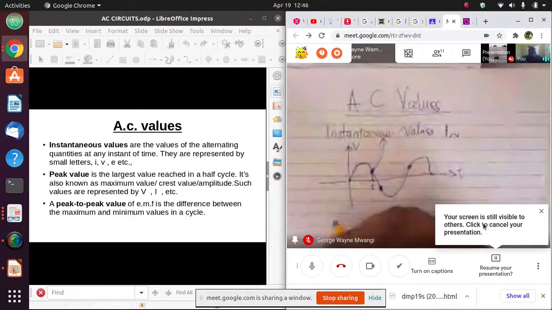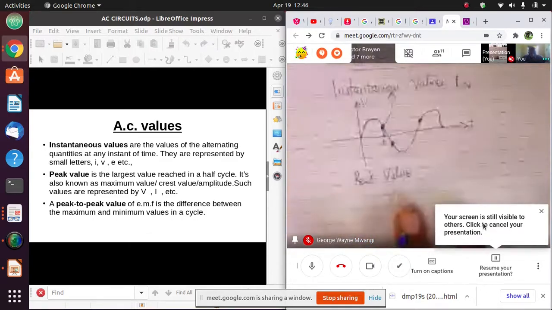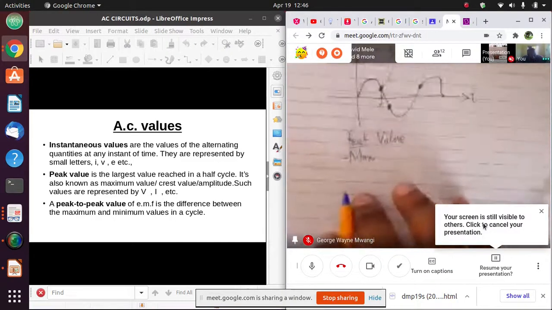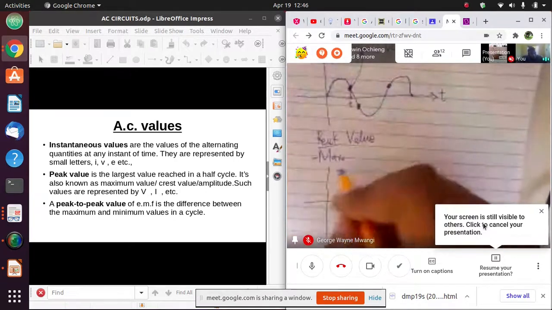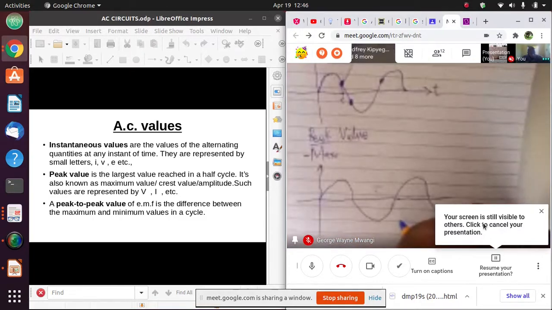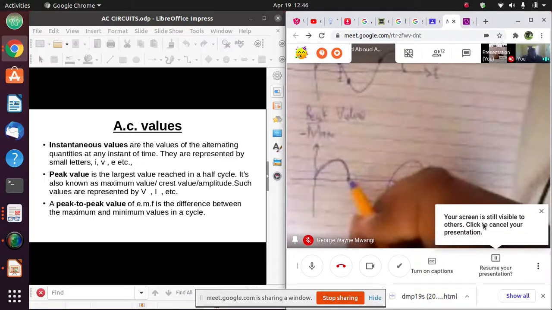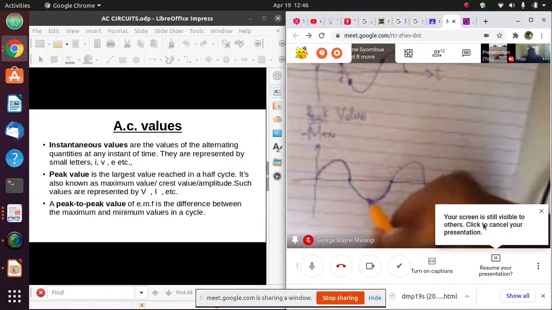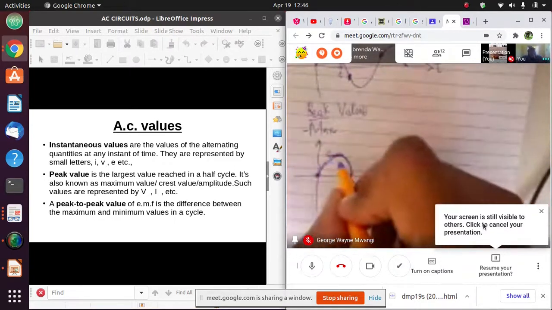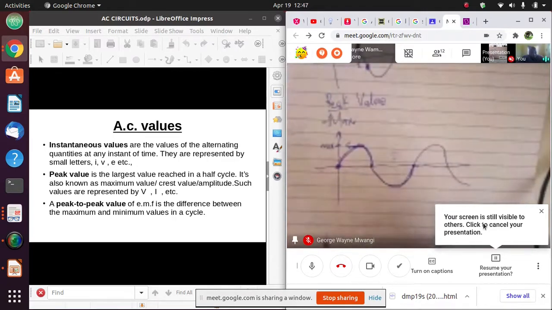Now, there is another AC value, which is known as the peak value. Peak value is the maximum value reached in a half cycle. For example, we have an alternating quantity represented graphically. The peak value, this is our half cycle, from here to here. If I was to draw a full cycle near here. Now, the maximum value of an alternating quantity in half a cycle is what we call the peak value.